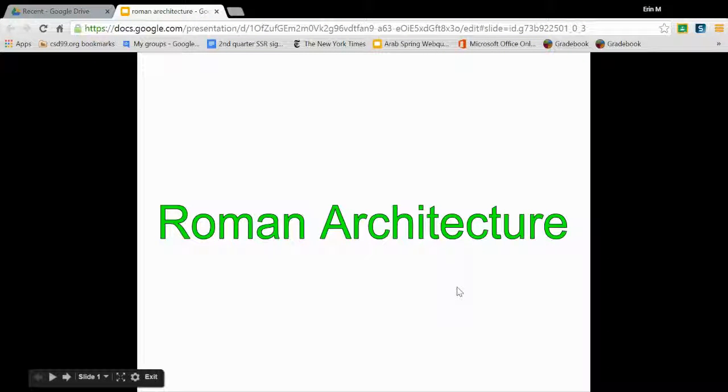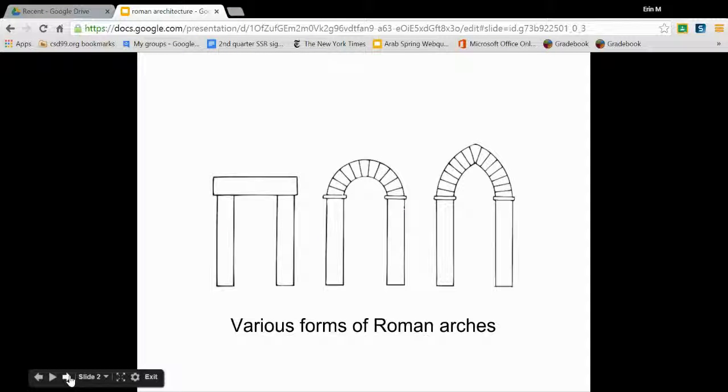So this presentation is about Roman architecture. The Romans are known for using various forms of arches in their architecture. And if you look at these different shapes, you can see that these are all considered to be arches. However, they're all considered to be a little bit different.